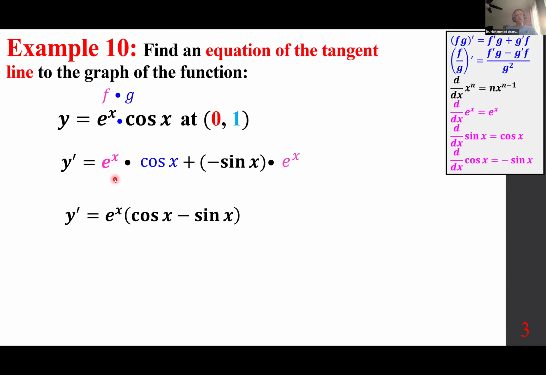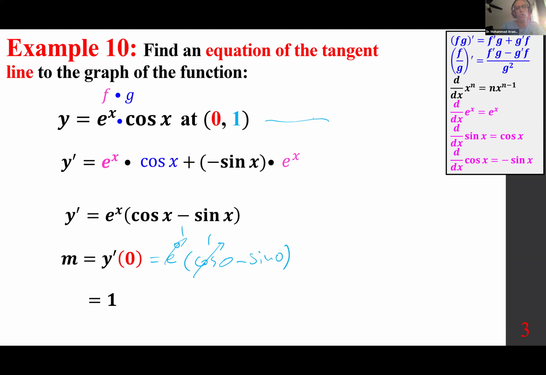What is the slope of a tangent line? We plug in x equals 0. So m is y'(0). In other words, it's e to the power of 0 times (cosine of 0 minus sine of 0). Obviously, e to the 0 is 1, cosine of 0 is 1, and sine of 0 is 0. So the answer is 1.